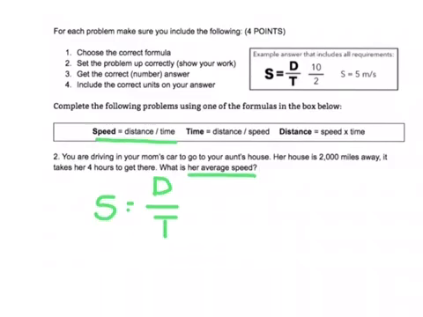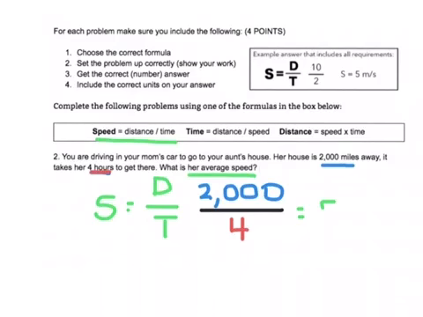Now we're going to pull out the information from the word problem. So the first part is distance. I'm choosing either 2,000 miles or 4 hours. Looking at those two, the best option for distance is going to be the 2,000 miles. And that means our time is going to be the 4 hours. When I do this math, my answer is going to come to 500.